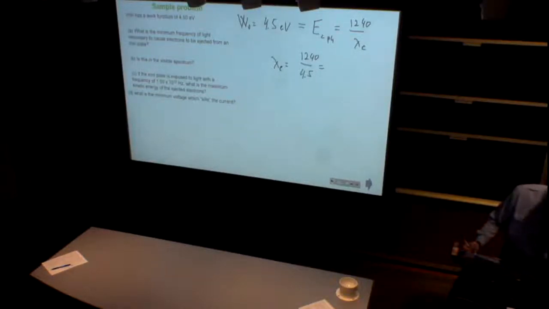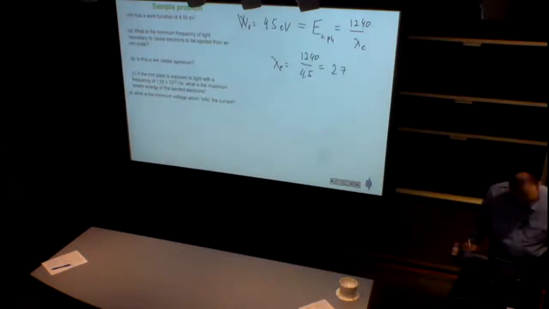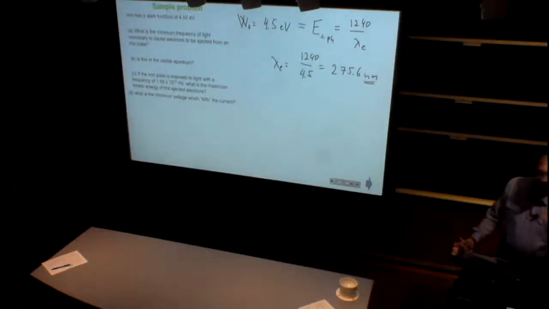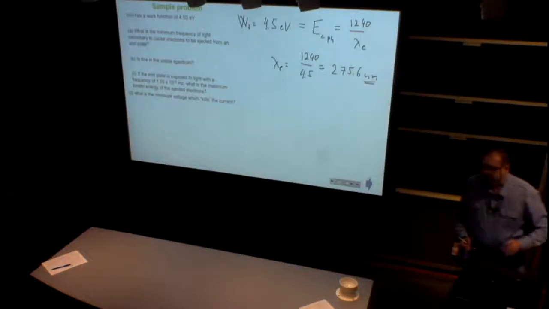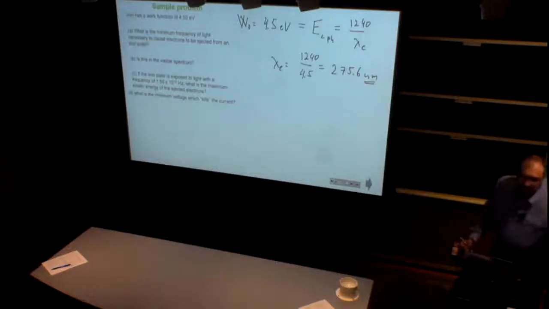1240 divided by 4.5 is 275.6. If we use this shortcut, the result is automatically in nanometers. We remember that. And this is not in the visible spectrum, because visible is between about 400 and 700. So this is shorter, which means higher frequency, maybe ultraviolet or something like that. And what would be the frequency?